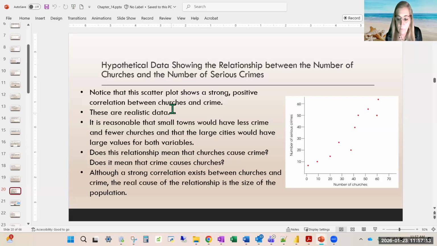And these are actually taken from real data. So it is reasonable that small towns would have less crime and fewer churches, and that the large cities would have large values for both variables. Does this relationship mean that churches cause crime? Does it mean that crime causes churches? Although a strong correlation exists between churches and crime, the real cause of the relationship is really the size of the population. Right?